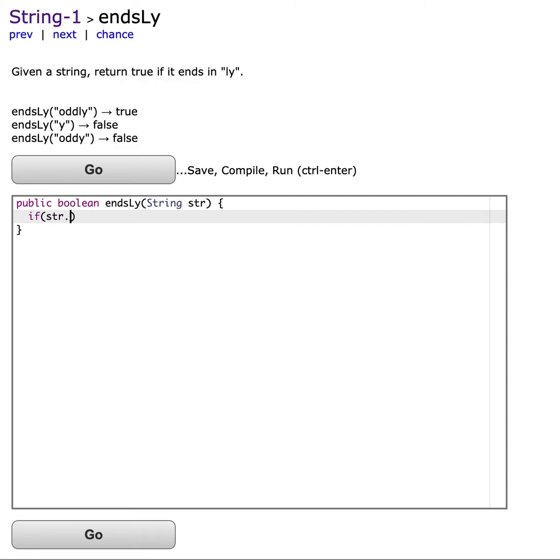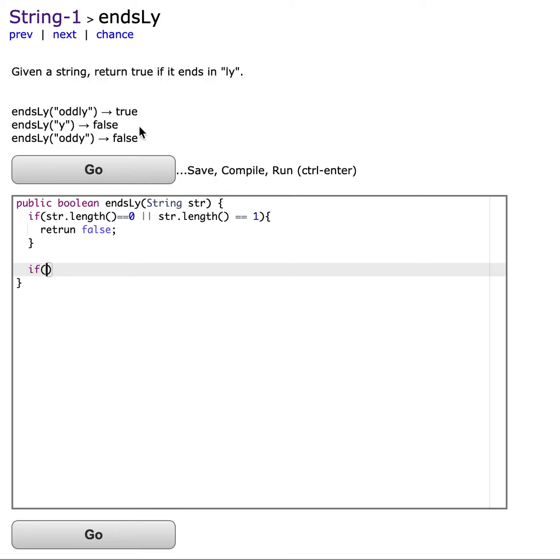if str.length equals 0, or if str.length equals 1, or actually we could have just written it as str.length is less than 2, but it doesn't really matter. If that is the case, return false.